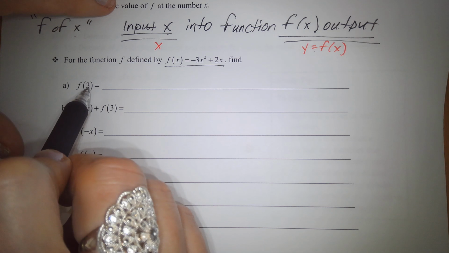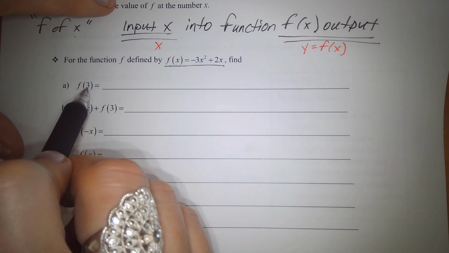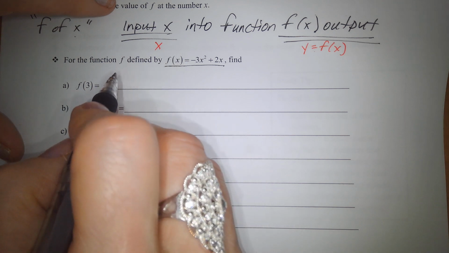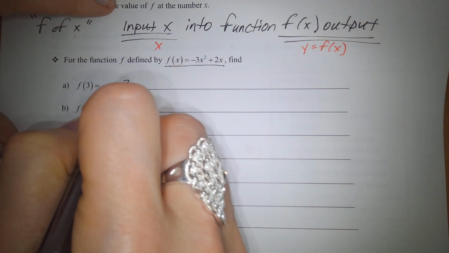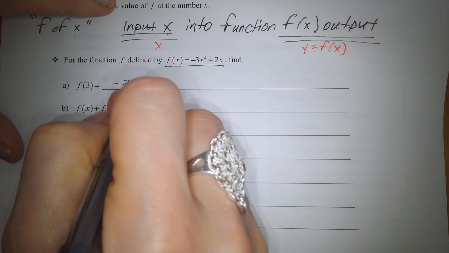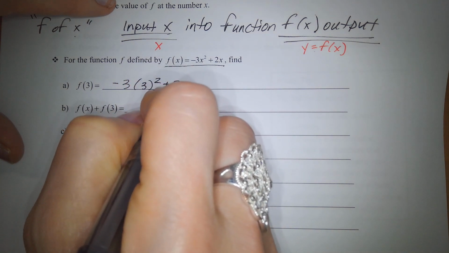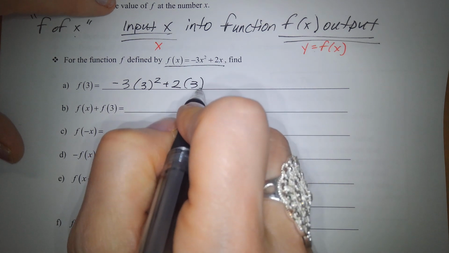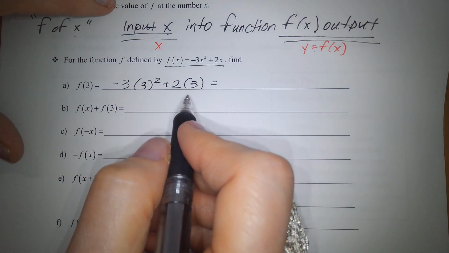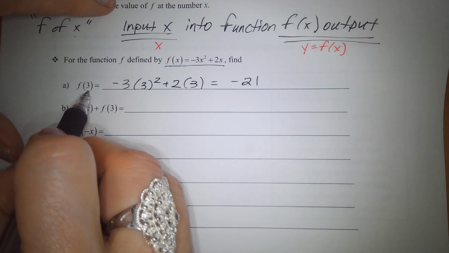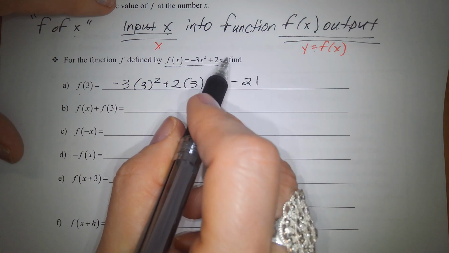Well, if we want f of 3, then we take 3 and we plug it in for all of the x's. So f of 3 is going to be negative 3, and again we take 3 and we plug it in for the x's. So it'll be 3 squared plus 2, and again plug 3 in for the x, and then we simplify. So f of 3 equals negative 21.